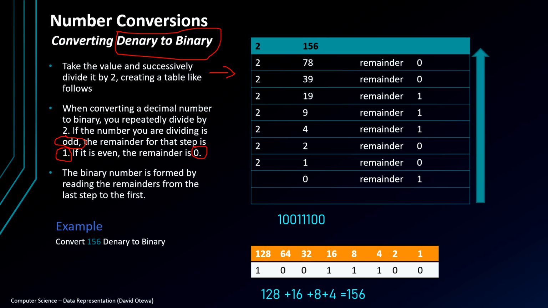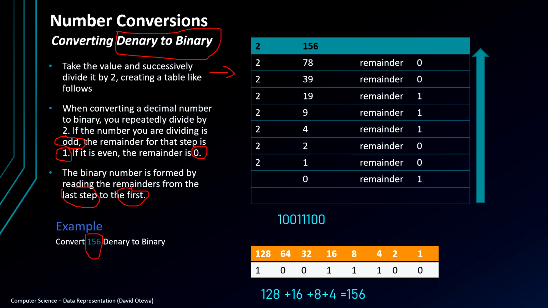The last part, which is also the most important, is that the binary number is found by reading the remainders from the last step to the first step. This is very important. So let's follow our steps with an example. Let's convert 156 from denary to binary. We are told we need to divide successively by 2.